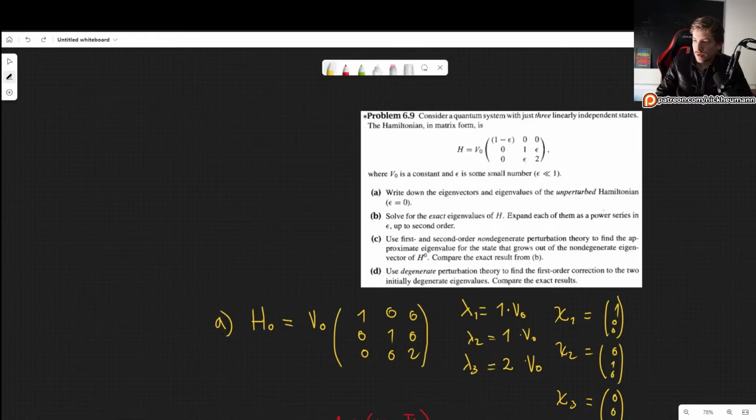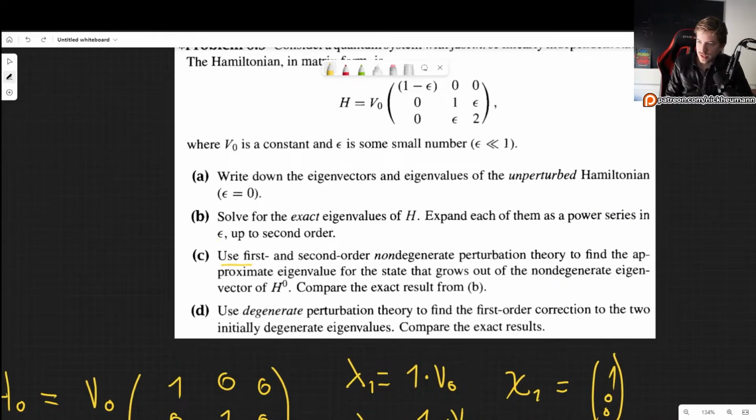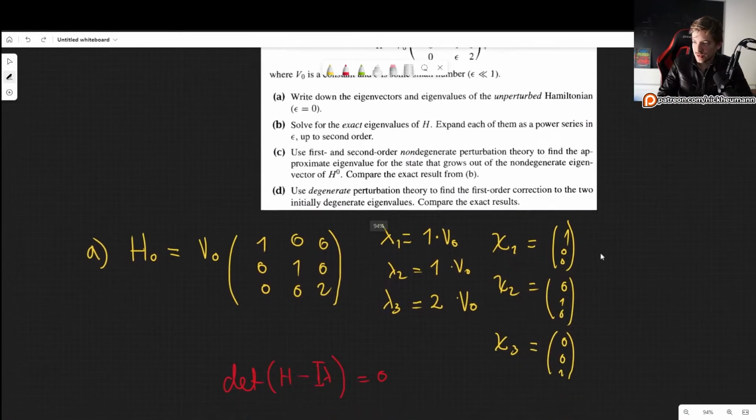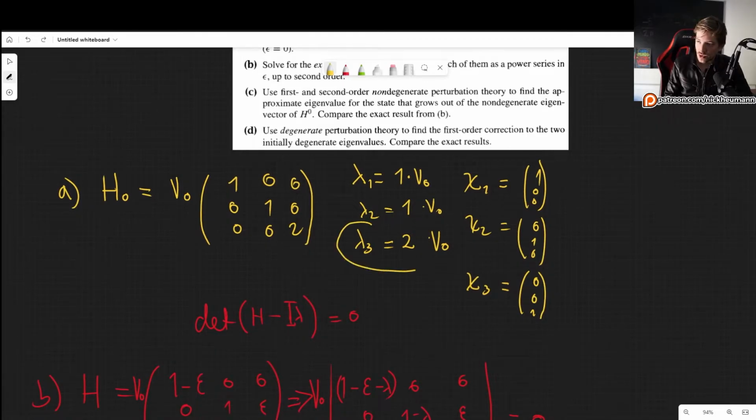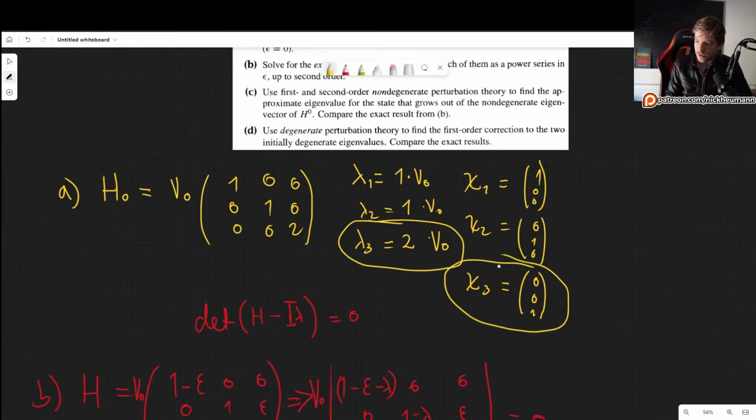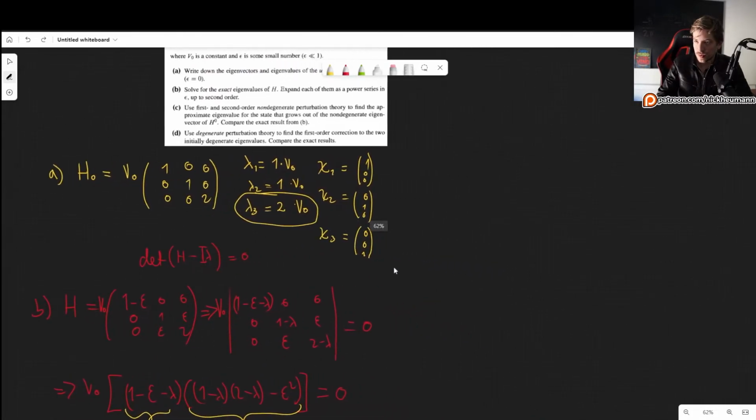Now we want to use part C, right? We want to use first and second order non-degenerate perturbation theory to find the approximate eigenvalues for the state that grows out of the non-degenerate eigenvectors of H0. Okay, that was a mouthful. But basically we want to use first and second order non-degenerate perturbation theory for the state that is non-degenerate. So this one, because we have these two degenerate states, so the state that is related to this, which is of course chi3.